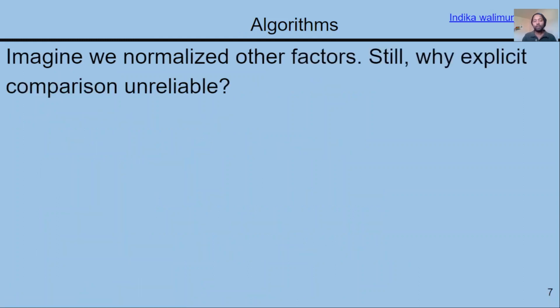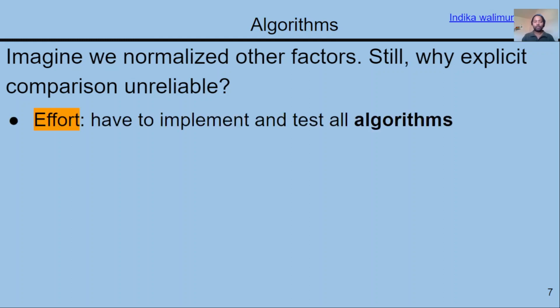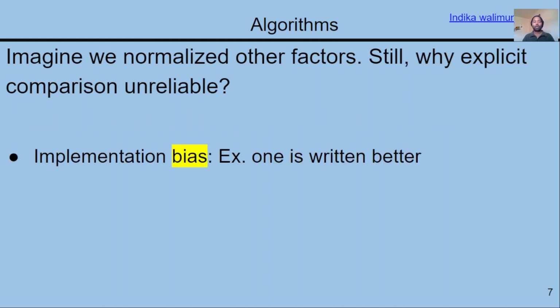So then let's imagine for now we normalize these other factors. Would it still be unreliable or reliable? Okay. And if it is still unreliable, why? Let's see what the reasons are. First is effort. To compare the running time of two or more algorithms explicitly, you'd have to implement all those algorithms, and that requires some effort. And there's implementation bias, right?